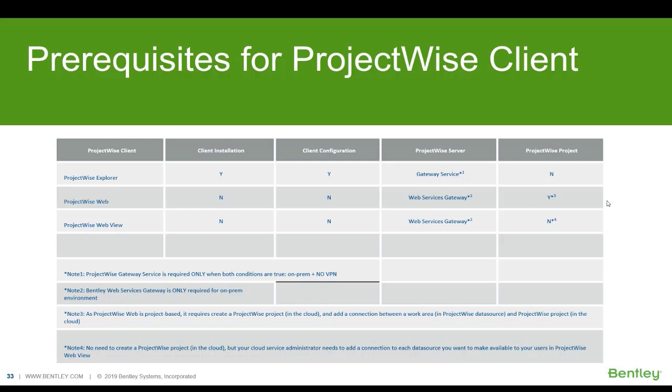I think the client installation is pretty straightforward in that first column. ProjectWise Explorer obviously needs to be installed locally on your workstation or desktop. With Web and WebView, nothing's required. All you need is a browser. Open up your browser and you're good to go. From a configuration point of view, the same is true from a client perspective. ProjectWise Explorer has some network configuration settings within it that would allow you to talk to your network back in the office if you're working at home. Web and WebView, again, you just need a browser.